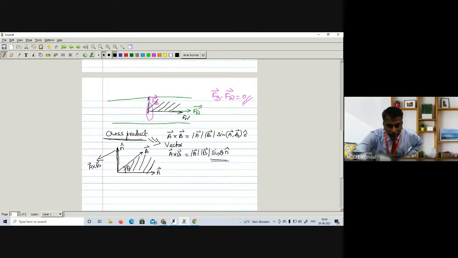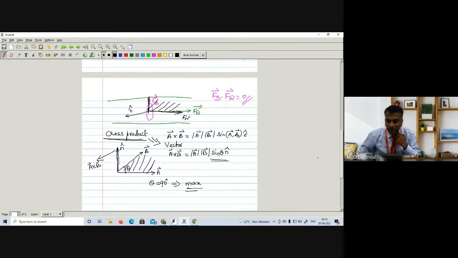So due to the force, A vector cross B vector, it will act on it. The friction force is due to the movement of the water flow in this direction and the movement of the boat in this direction. Whenever theta is equal to 90 degrees, the effect of friction will be maximum.